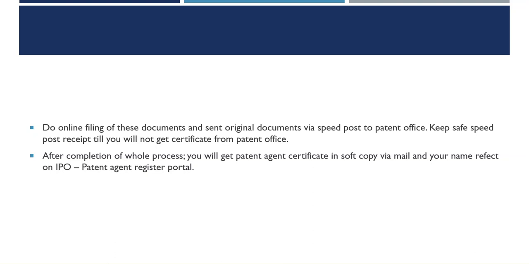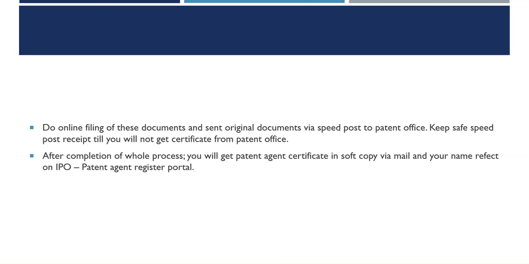Then after completion of all the details, they will verify your documents, and if something is missing, as in my case, they did not find my photo with the documents, so they asked me again to submit the photo by mail as well as in hard copy. If something is missed out, they will ask you to submit those things, and after that they will provide you your registration certificate with your name in soft copy, and your name will be reflected under the IPO portal, the patent agent register portal.